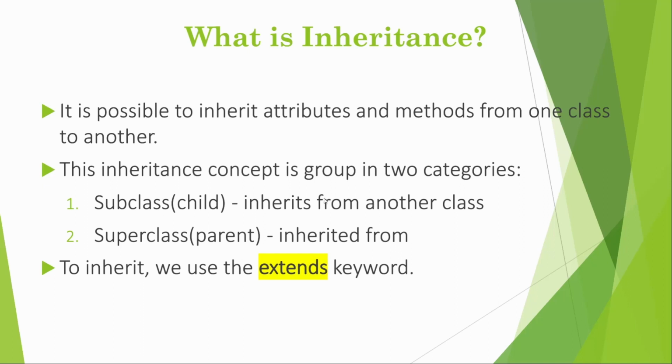The inheritance concept is grouped in two categories. Subclass, that's the child class, and superclass, that's the parent class. To inherit, we use the extends keyword. So now why do we use the extends keyword? Because the child class is extending the parent class, which means it will have more capabilities, including those of the parent class. It will have its own as well as its parent class's. So it is extending the parent.